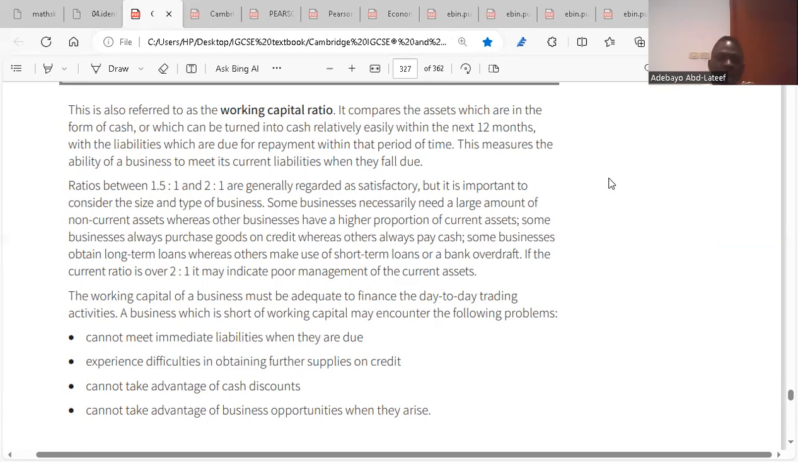So what are the problems? If your current assets are more than your current liabilities, then it's fine for the business.